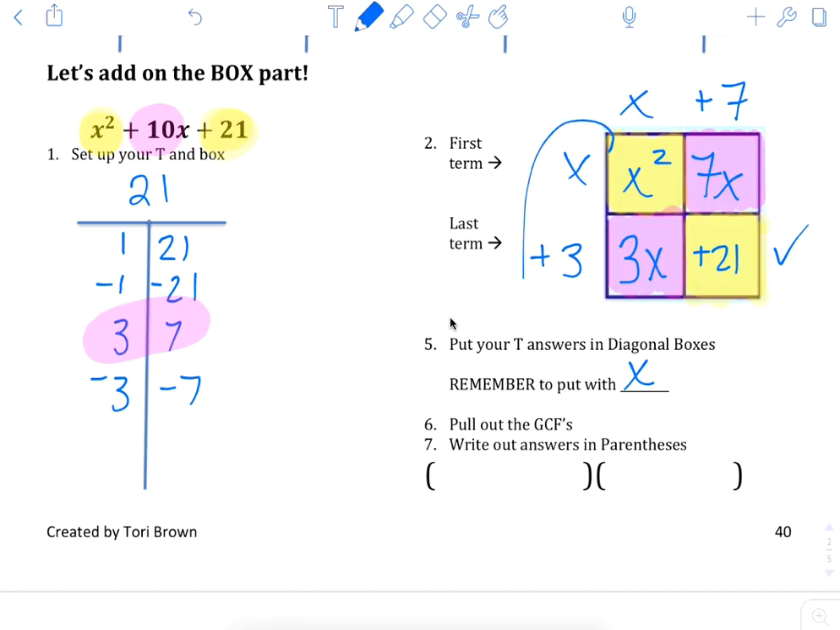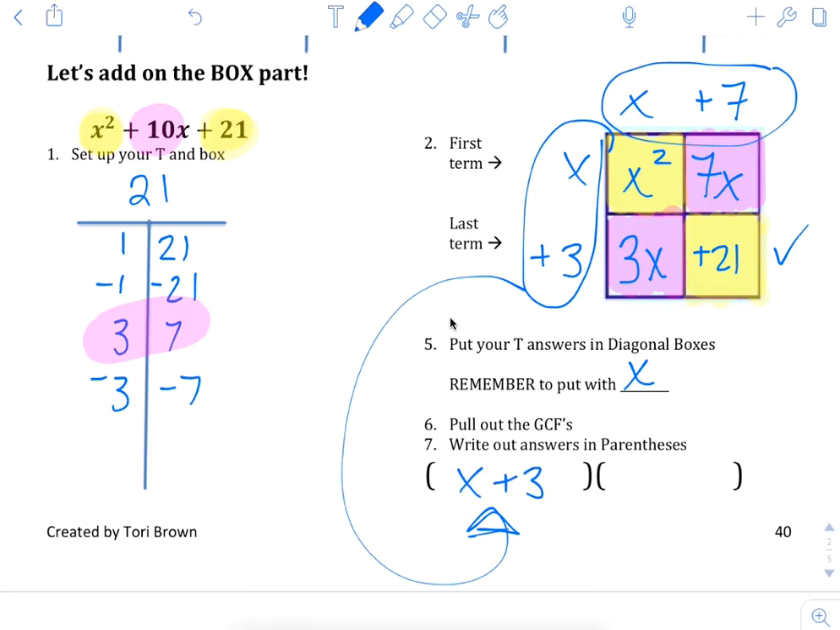So when I get the outside pieces of my box, now we're ready to write our answers. I'm going to take this guy and put him in my first parenthesis, x plus 3. I'm going to take this guy up here and bring him down to the second parenthesis, x plus 7. When you get to the double parentheses, you are done. That's a final answer. If you need to pause it, listen to it again, or write it down, go ahead and do so. Otherwise, I'll meet you on the second page.